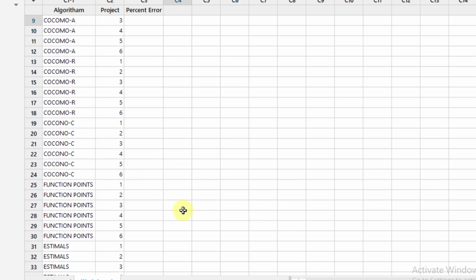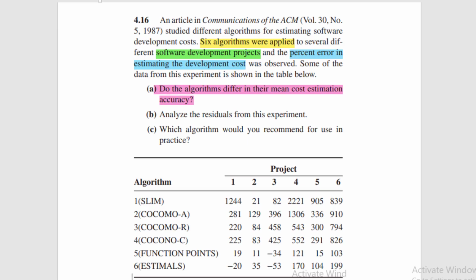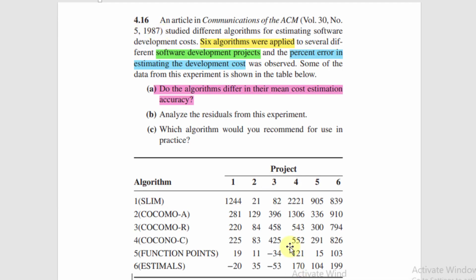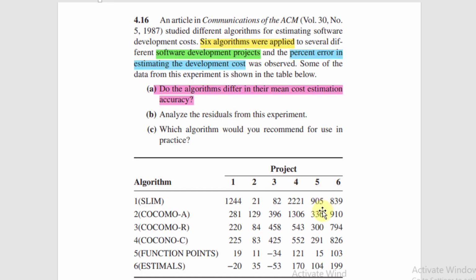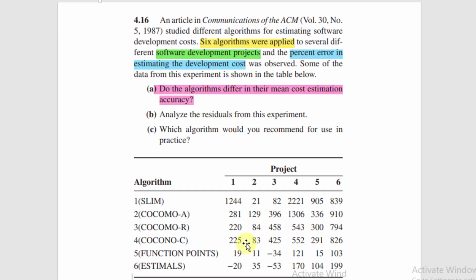Now go up and enter the data for the percent error. You will have to enter the data with respect to the first row: 1244, then 21, then 82 and 2221, 82, 2221, then 905, 905, 839. Likewise, enter the data for the whole analysis.